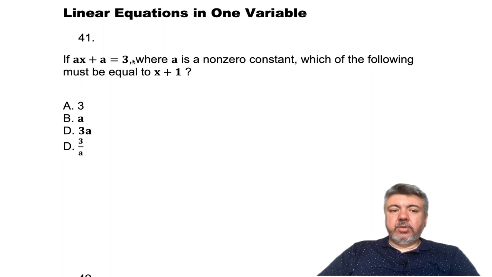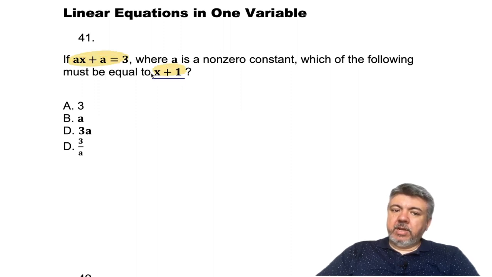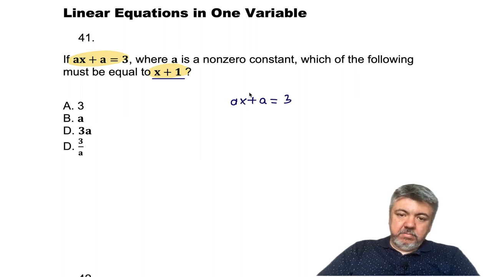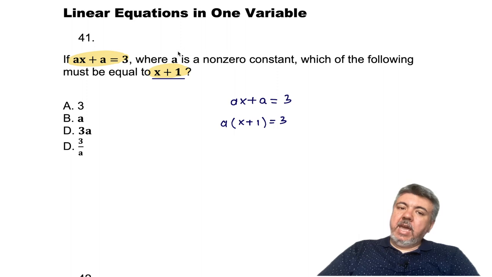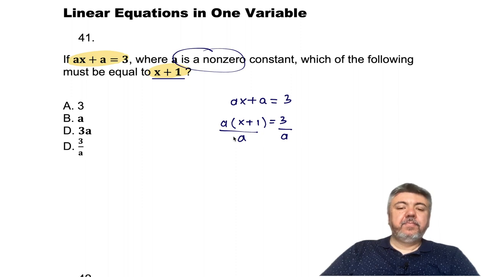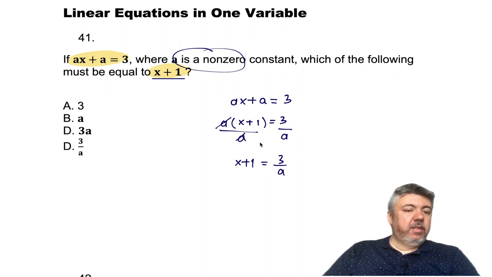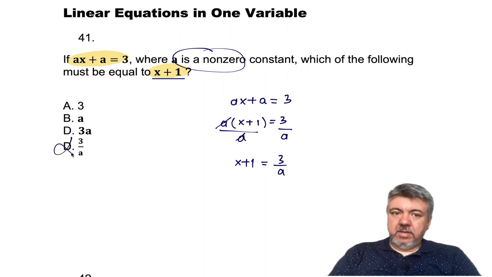ax plus a equals 3, where a is a non-zero constant. Which of the following must be equal to x plus 1? The idea here is we should obtain some x plus 1 out of this thing. ax plus a equals 3. Let's do a parenthesis: a times (x plus 1) equals 3. a is non-zero, so I can divide both sides by a. These a's cancel, x plus 1 on the left, 3 over a on the right. That's my answer. I will accept it.